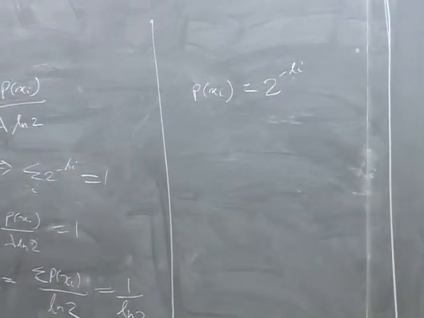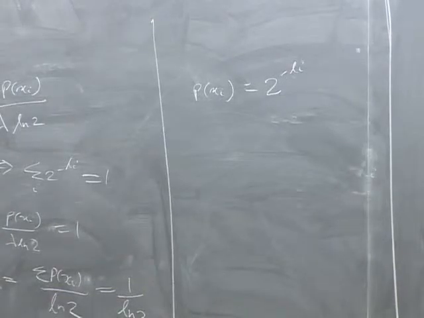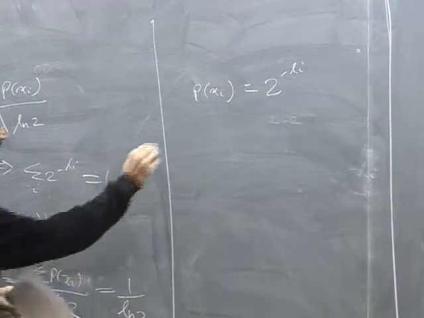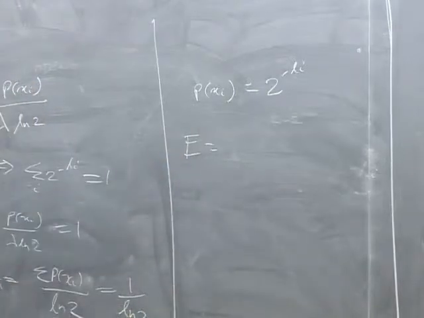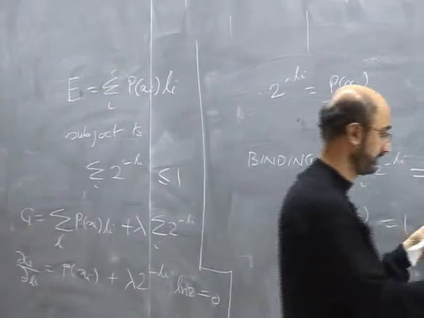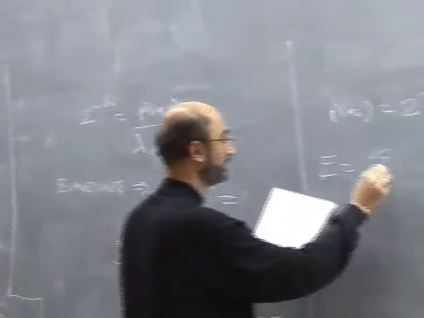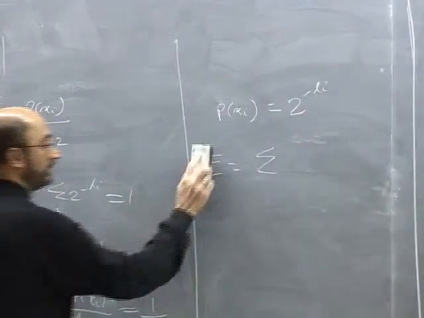Okay, because lambda ln2 equals 1. I'll walk through this in just a moment once again. So then E, which is going to be this over here, sigma i p(xi) li, is going to be nothing more than this. Okay, I can take the log of this side, sorry.